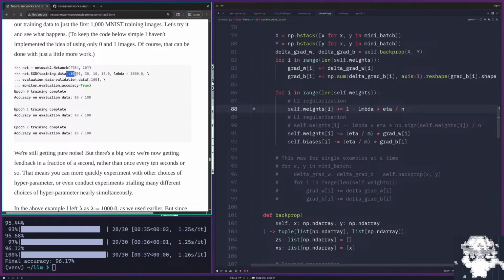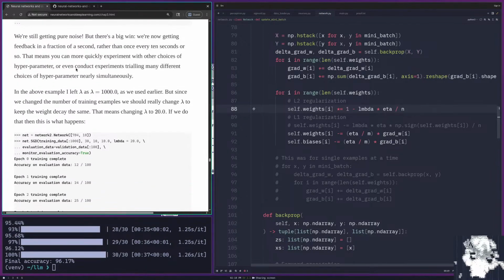Okay, so you just take the first 1,000. But you have bad hyperparameters, so it still doesn't learn. We're still getting pure noise, but there's a big win. We're now getting feedback in a fraction of a second rather than once every 10 seconds or so. That means you can more quickly experiment with other choices of hyperparameters, or even conduct experiments trialing many different choices of hyperparameters nearly simultaneously.